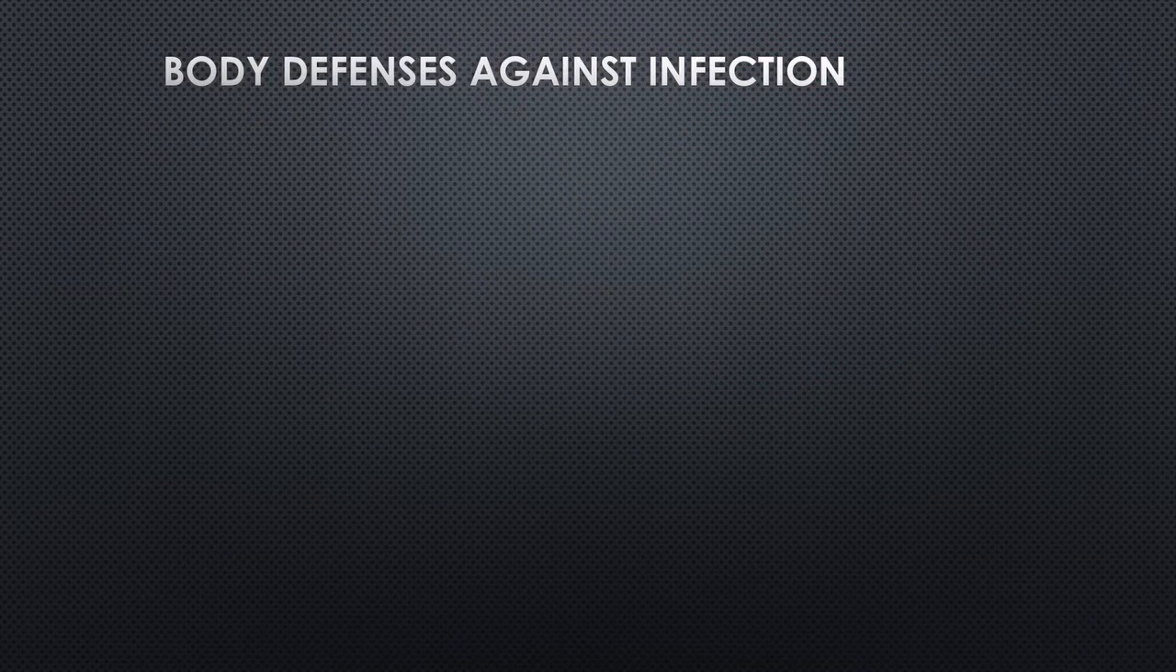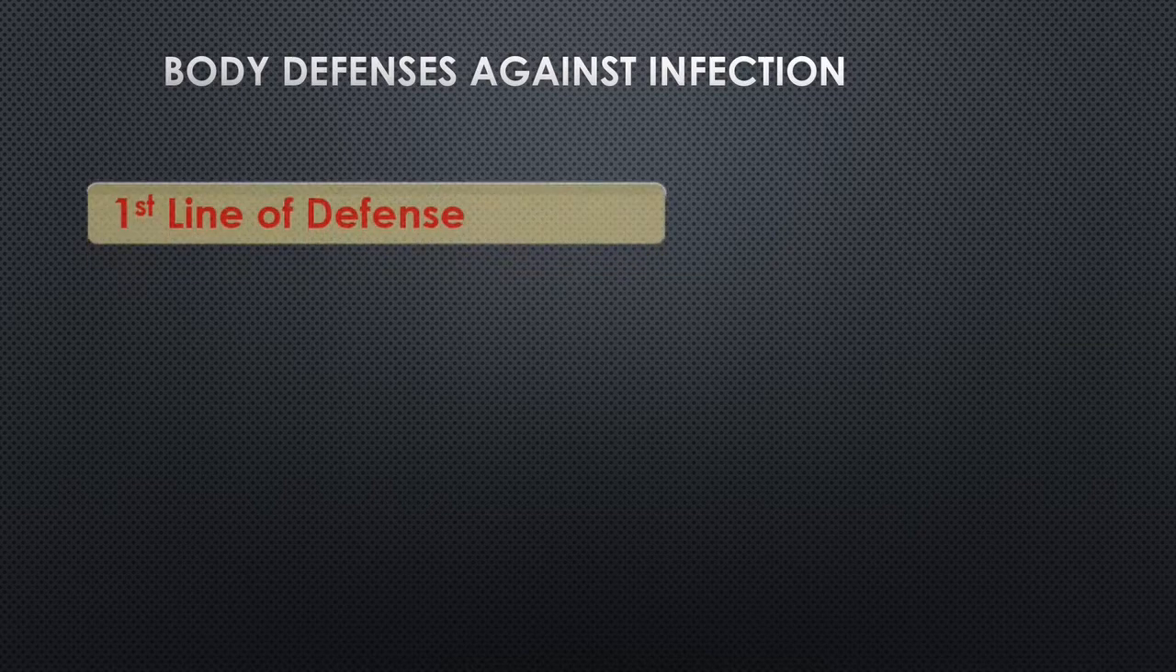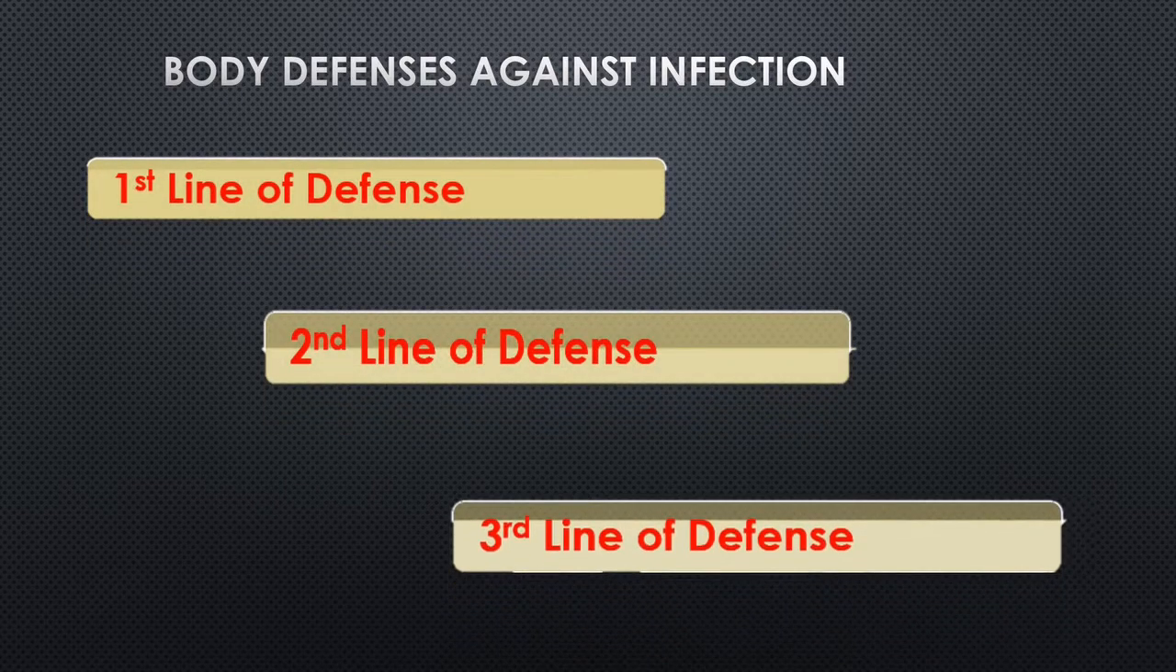Body defenses against infection. Body defenses fall under the concept of immunity, and it best explains the organization of the immune system. It is further divided into the first, second, and third line of defenses. The first and the second line of defenses are classified as non-specific and innate, from which they are said to have an immediate response. While the third line of defense is said to be specific and is classified as adaptive, and it has a delayed immune response, yet it lasts longer.